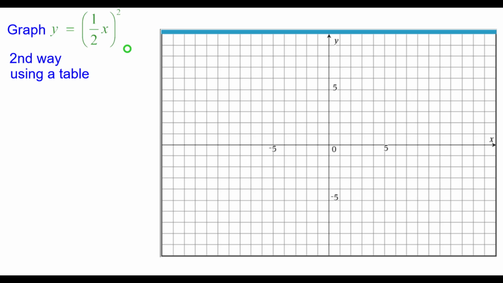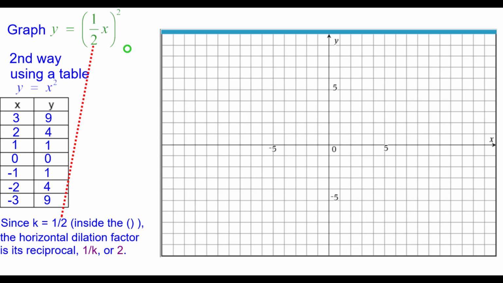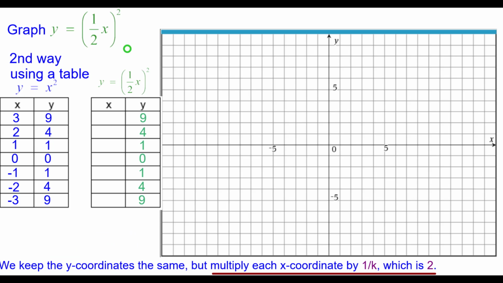Second way, using a table. This is our normal parabola table, but k is equal to 1/2 inside the parentheses, so the horizontal dilation factor is its reciprocal, which is 2. We keep the y coordinates the same, and we multiply each x coordinate by the reciprocal of k, which again is 2.